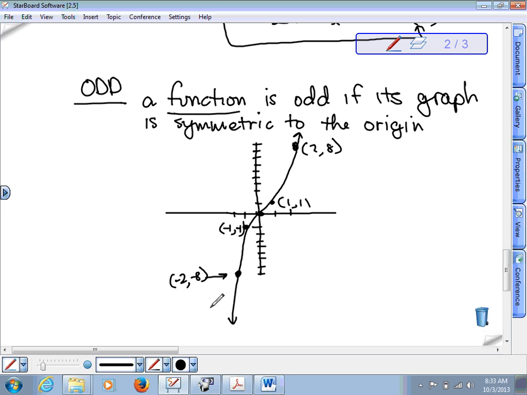Okay? Does that make sense? You choose any point and say, okay, what's the exact opposite of that point? If I change the sign of the x and y values, then that's where the other points have to be. So that's what it means to be symmetric to the origin.